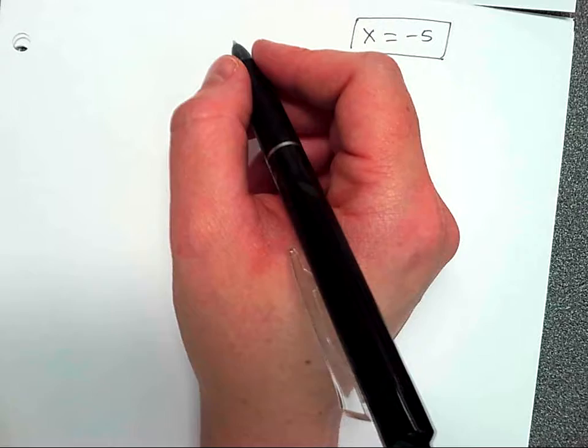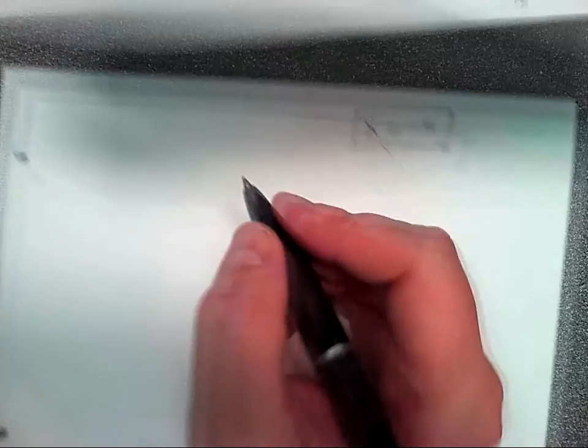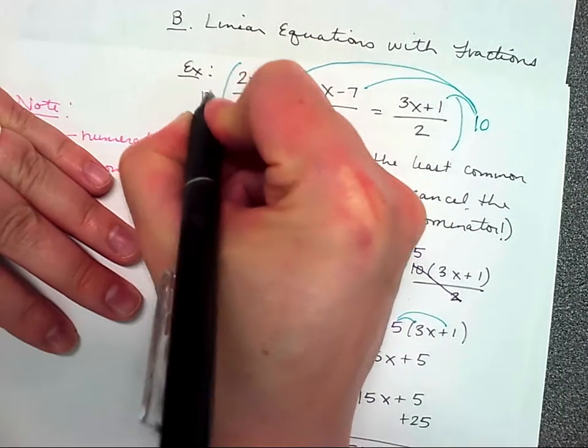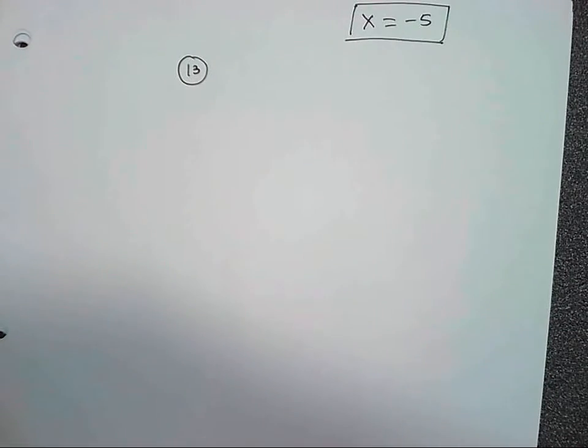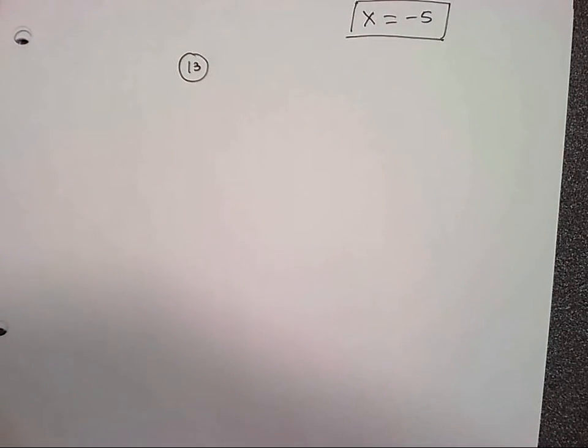So that was example 12. This will be example 13. So the only new step we're adding to this is multiplying by the least common denominator in order to cancel the denominators.